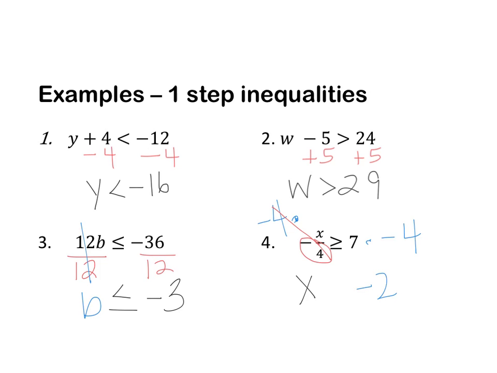which gives me negative 28. Now I multiplied both sides by a negative number, so what that means is I have to flip the direction of my inequality to get my answer. If the number you are multiplying or dividing both sides of the inequality by is negative, you have to flip the direction. That's the only difference between solving an equation and solving an inequality.